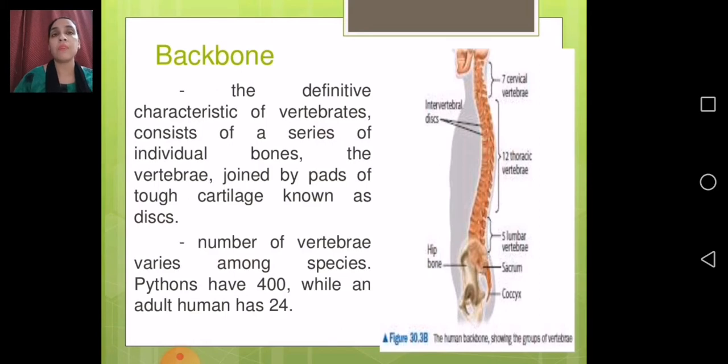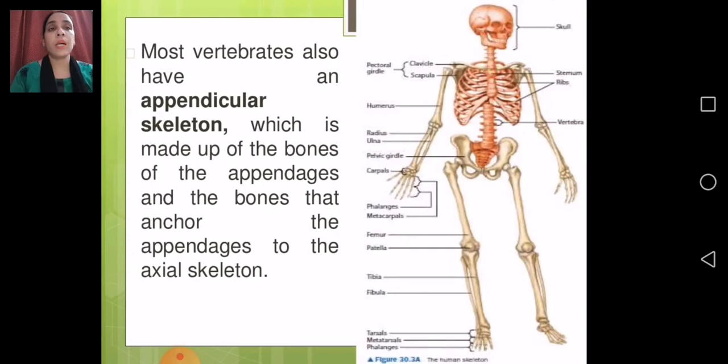So that is very important to understand, very important to learn. You have learned that an adult has 24 vertebrae, so that is more than enough to learn about it. So now we'll come to our next part.